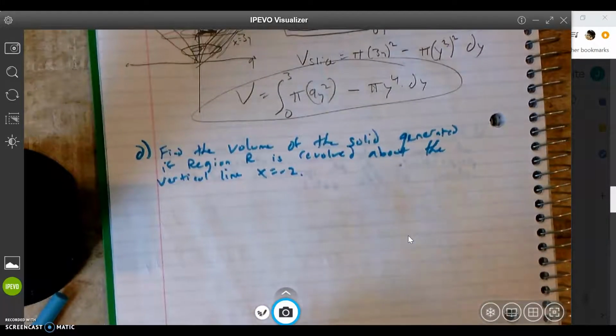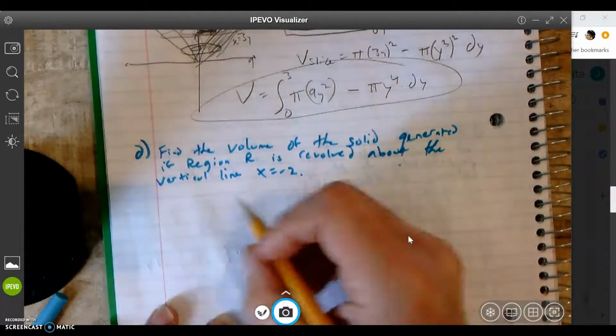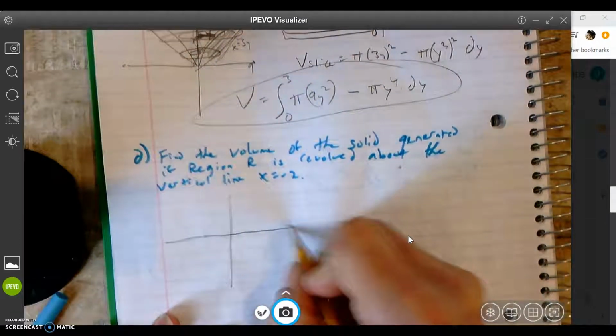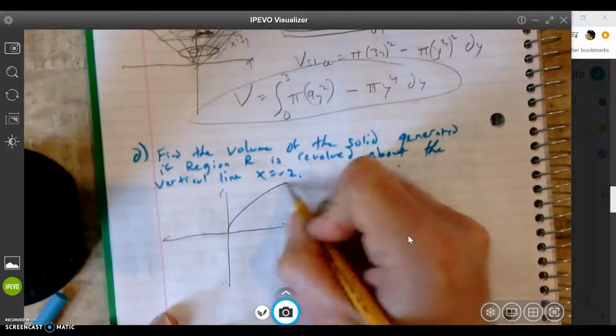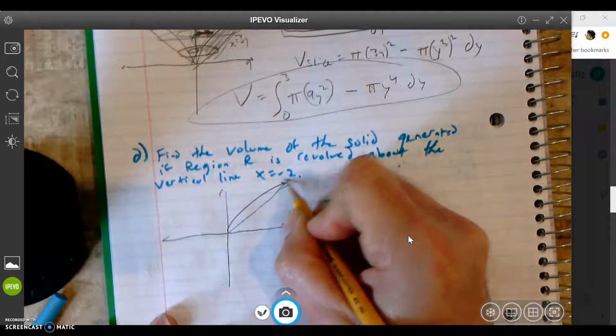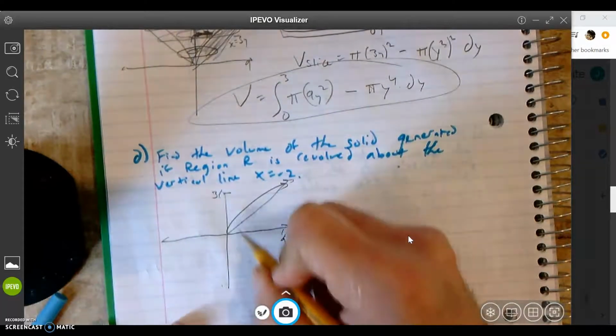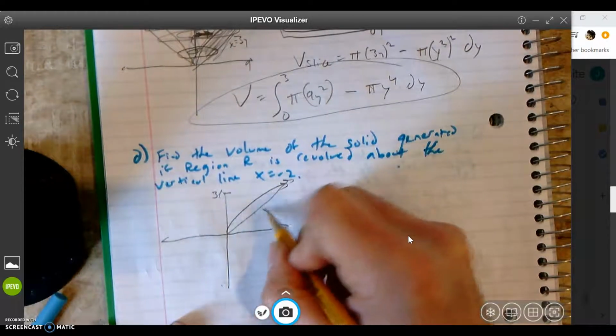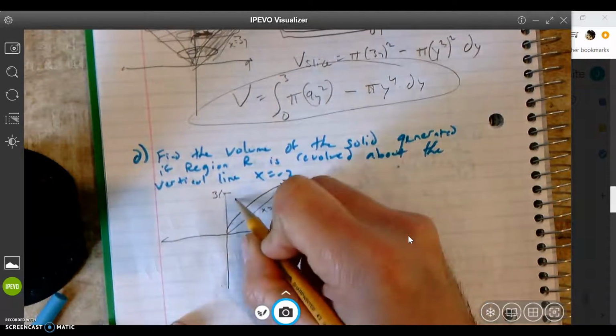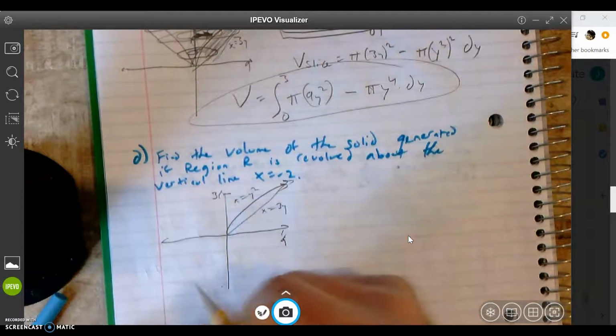Pause the video, see if you can do it. Always pause the video for these ones, see if you got it. All right, here you go. Picture. Now you should be pretty good at drawing this picture. Here's 9. Here's 3. This is x equals 3y, and this is x equals y squared.